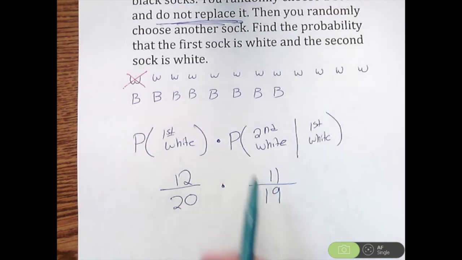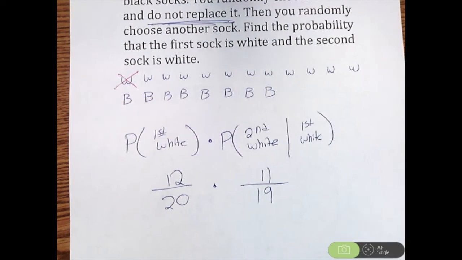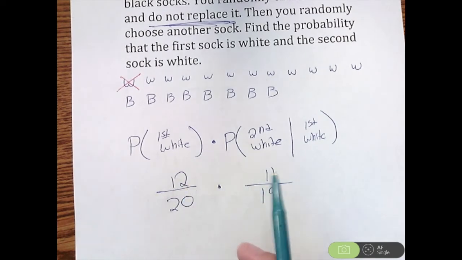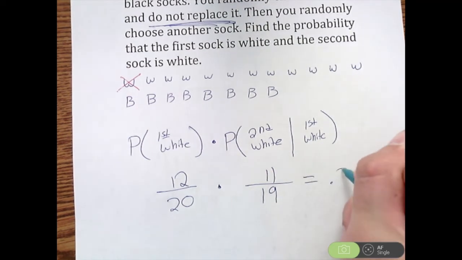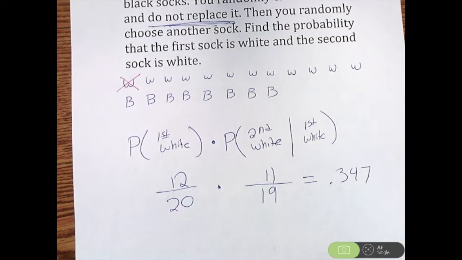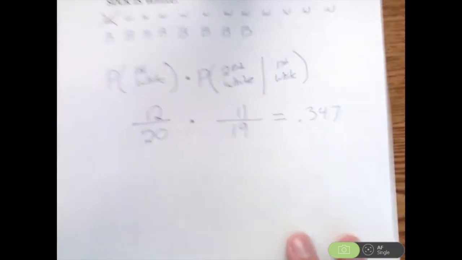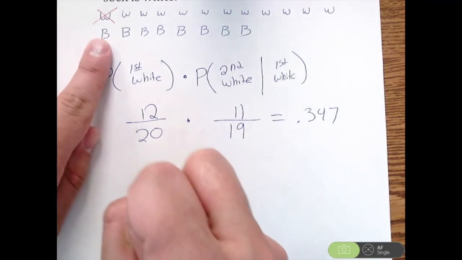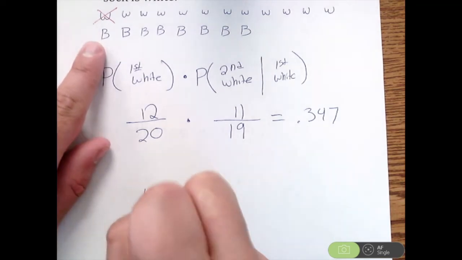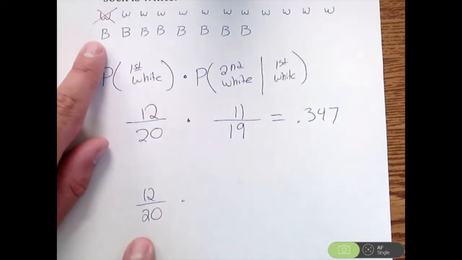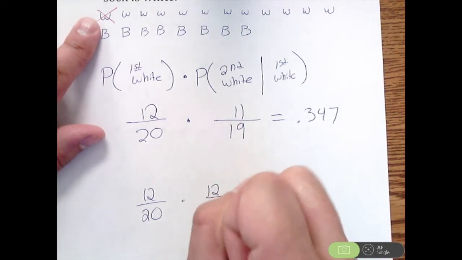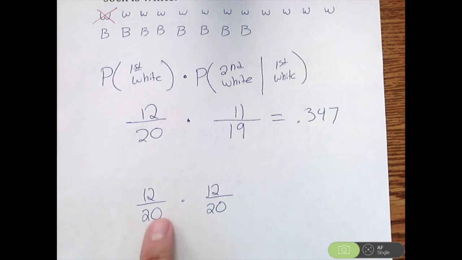Now all I have to do is, since this says and, we got to multiply these together. So in a calculator, you could do 12, division sign 20, multiplication 11, division sign 19. Hit enter and you get 0.347. By the way, just for argument's sake, let's say I did put that white sock back in. So then, if we did replace it, you would have had 12 over 20 for the chance on the first one. But if you put that one back, you would still have all 12 whites available out of all 20 socks available if you replaced it.